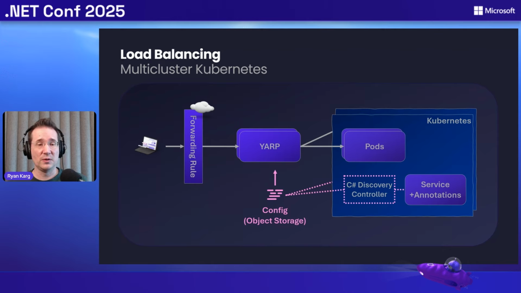And so we use an intermediary of object storage, which is available in any of the public clouds, as a place to store these config portions. And then in Yarp, we need to collect all of those and merge them together before we apply them to the proxy.